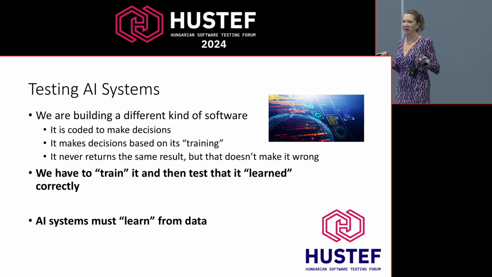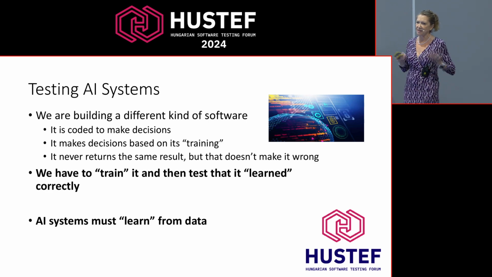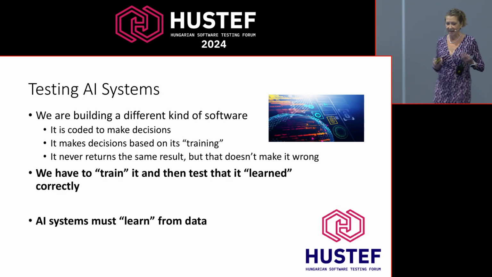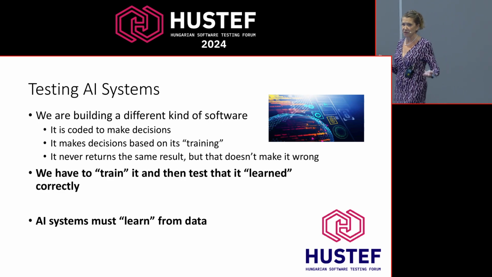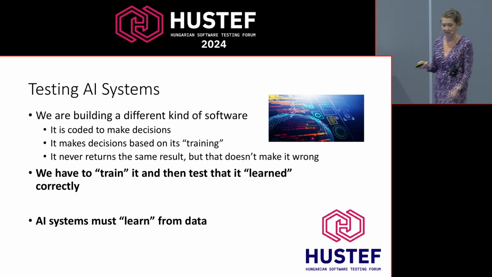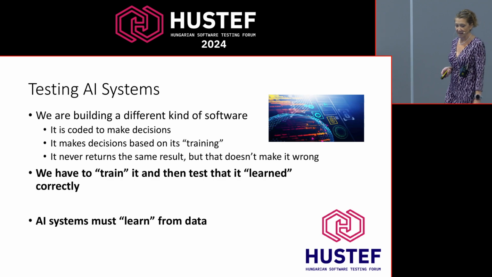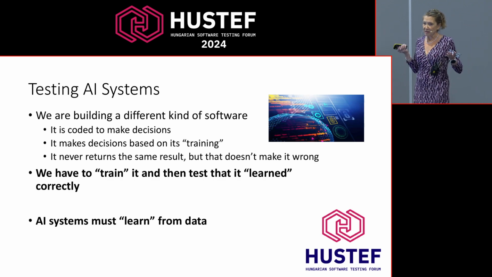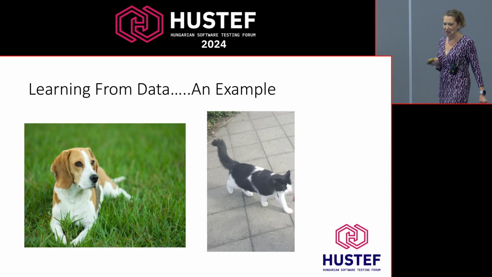Well, we have to teach. The AI has to learn, and it has to learn in the same way we learn. Then we have to test, so we have to train it, and then we have to test that it has, in fact, learned correctly. Easier said than done. How does it learn? It learns from data.